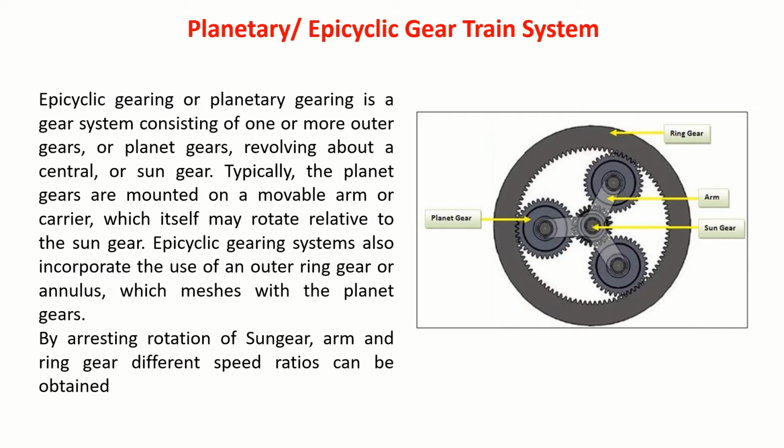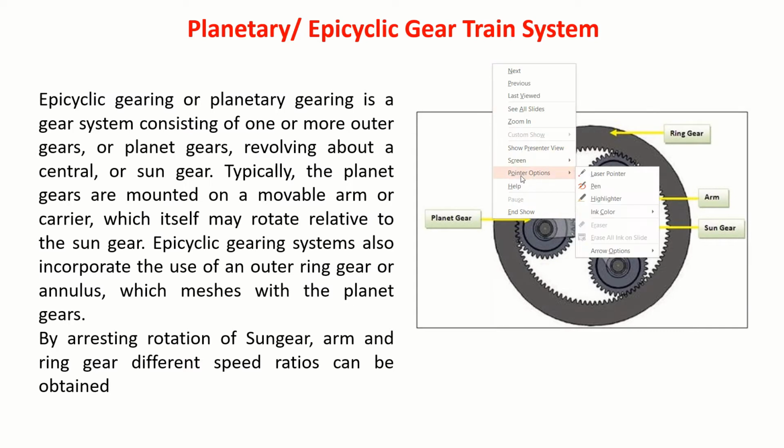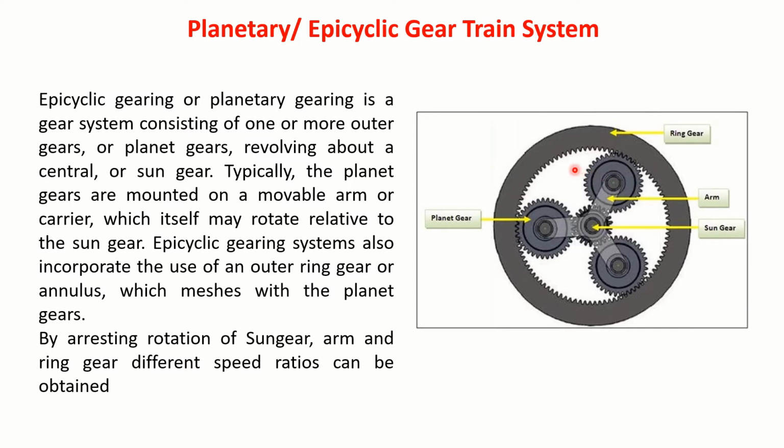The fundamental principle is that in an automatic transmission system, you will have a planetary or epicyclic gear train system. So, let us understand what exactly an epicyclic or planetary gear train system is. In this figure, I have shown the epicyclic gear system. Mainly, we have a sun gear at the center, sun gear.